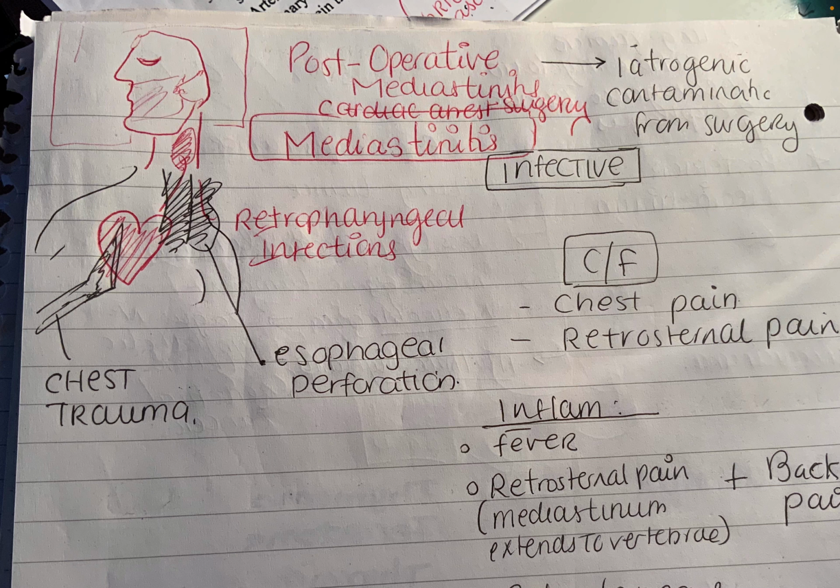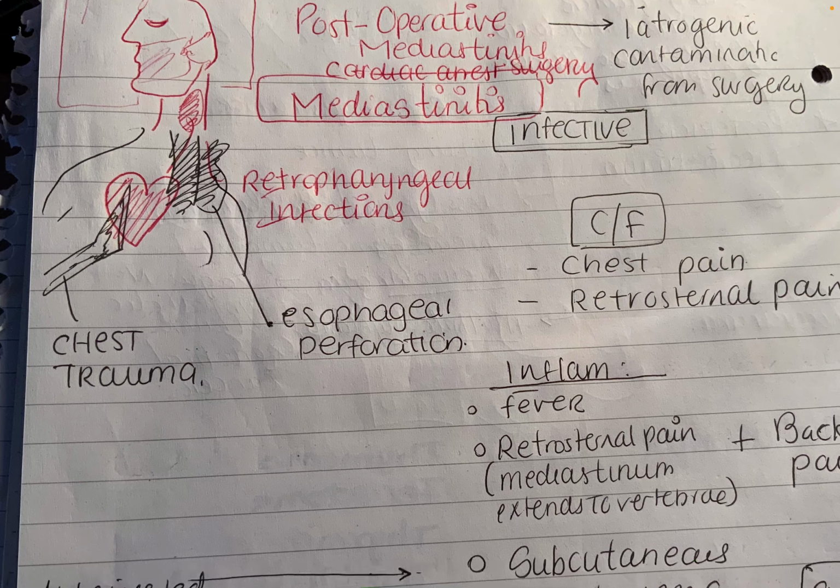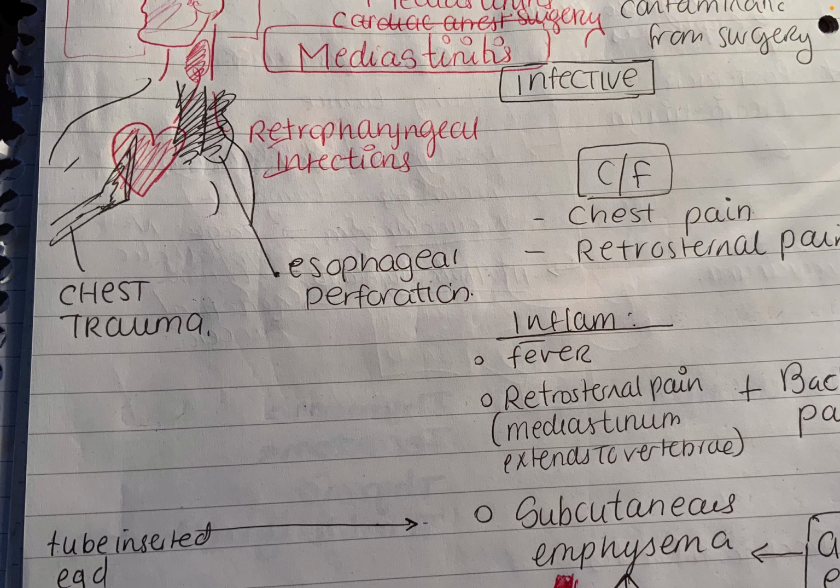So they've already had some cardiac surgery. Then they will develop something known as post-operative mediastinitis, and this is obviously iatrogenic. It can be iatrogenic contamination. Then the other structure that's very, very near is the retropharynx. The retropharyngeal infections, which may have developed initially from the oropharynx, can also cause an infected mediastinum.